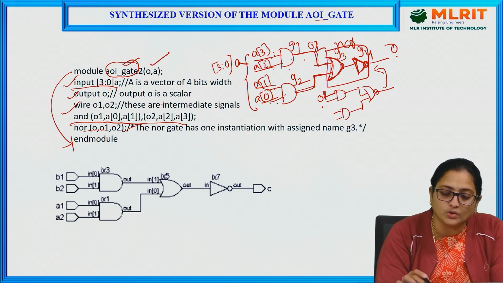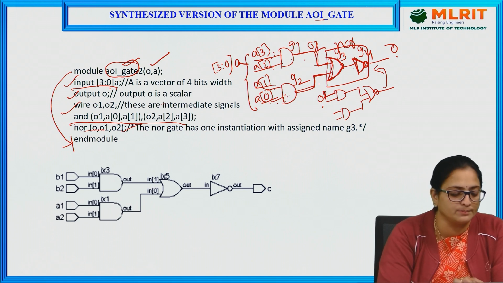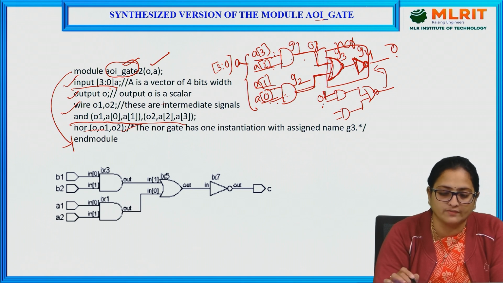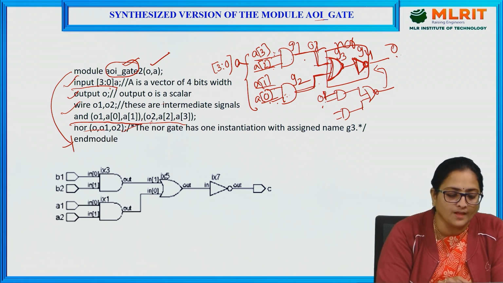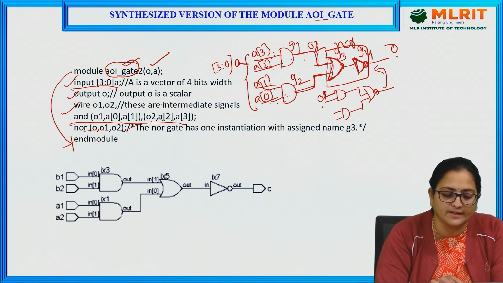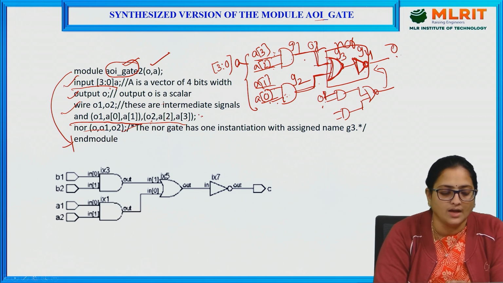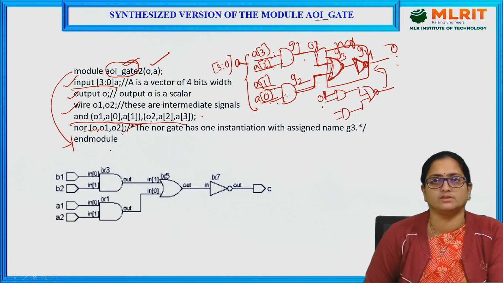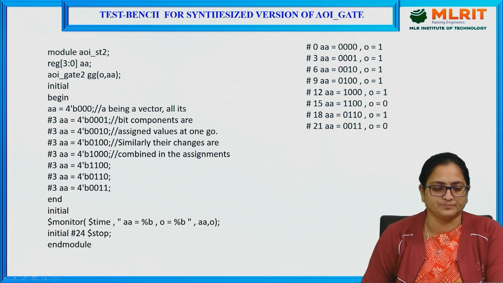Instead of calling 2 AND gates separately, they simply called a single AND gate with the outputs given by the wires O1 and O2, and inputs given to this AND gate of A of 0, A of 1, and to this AND gate it is A of 2 and A of 3. And similarly, they have taken a NOR gate, output O, inputs are O1 and O2, which I have declared as wires. And this module ends with the keyword called endmodule.